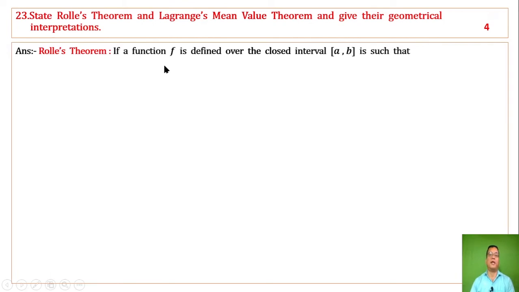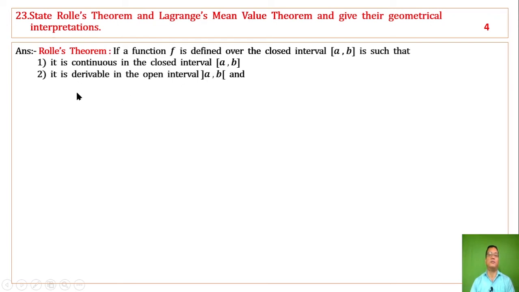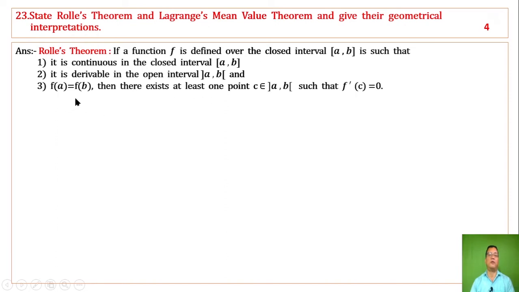If a function f is defined over the closed interval [a, b] such that, number 1, it is continuous in the closed interval [a, b], it is derivable in the open interval (a, b), and f of a equal to f of b, then there exists at least one point c belonging to the open interval (a, b) such that f dash of c equal to 0.